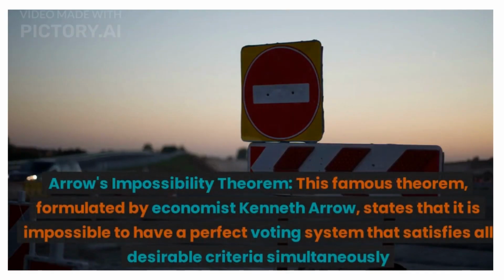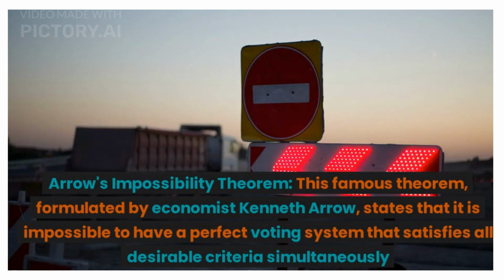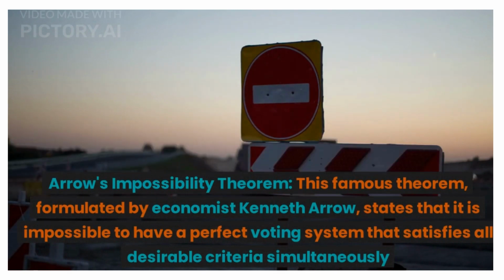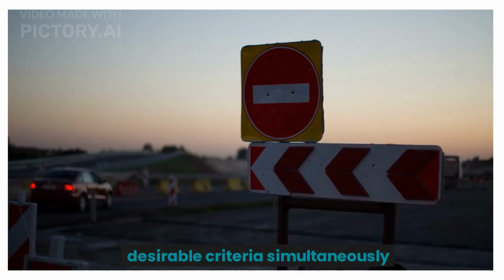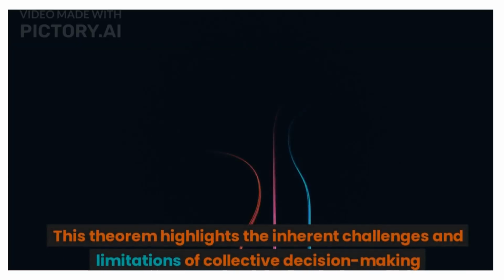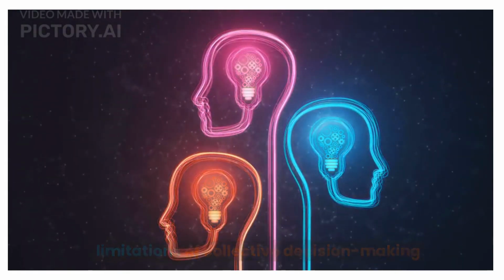Arrow's impossibility theorem. This famous theorem, formulated by economist Kenneth Arrow, states that it is impossible to have a perfect voting system that satisfies all desirable criteria simultaneously. This theorem highlights the inherent challenges and limitations of collective decision-making.